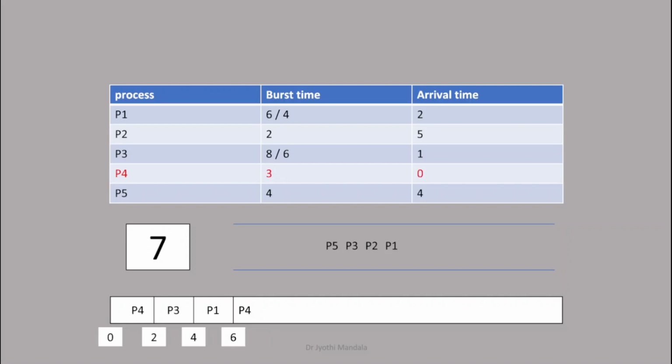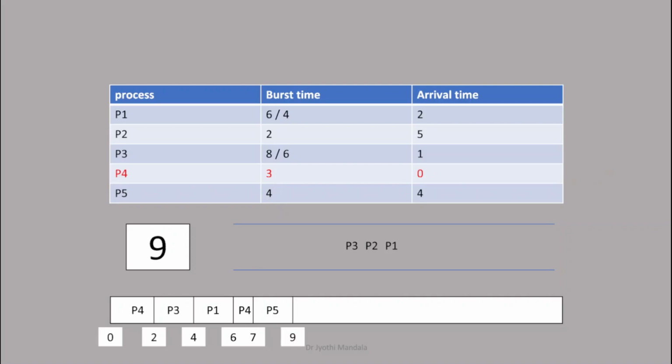Now the process that is waiting next is P5. P5, if you see, requires 4 seconds. Observe here, whenever a process completes its execution, I am marking that one in red color. Okay. Now, P5 requires 4 seconds, and that will be executed for 2 seconds.